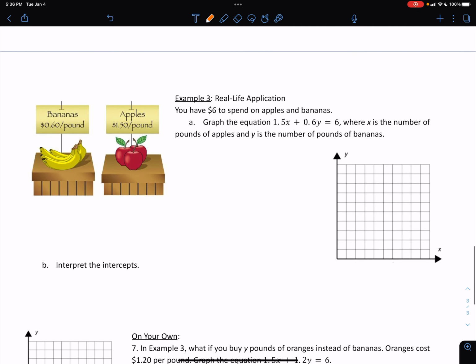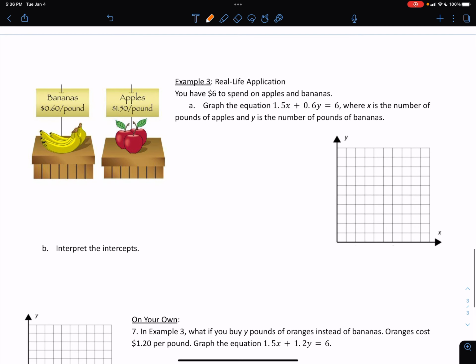All right, last example, and then we'll call it a day. So you have $6 to spend on apples and bananas. Graph the equation, where x is the number of pounds of apples and y is the number of pounds of bananas. Like in this one, do you want to solve for y? Yeah, decimals, it looks ugly. I would say let's not solve for y at all.